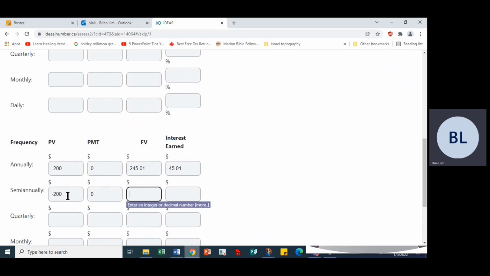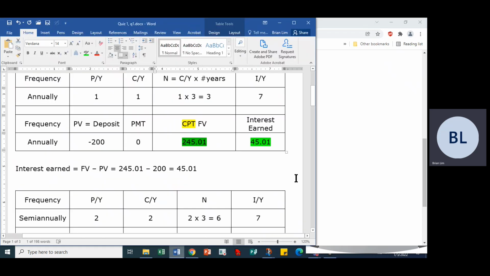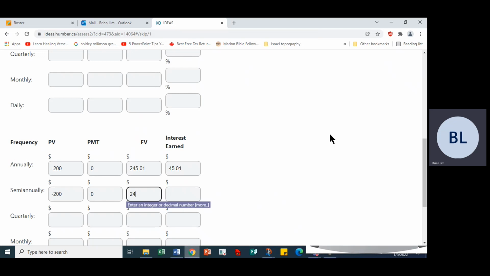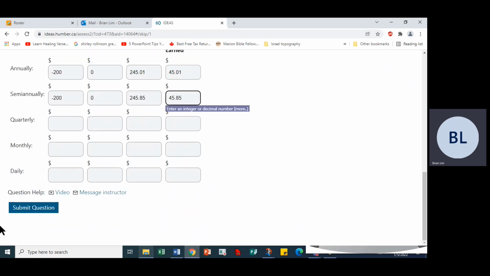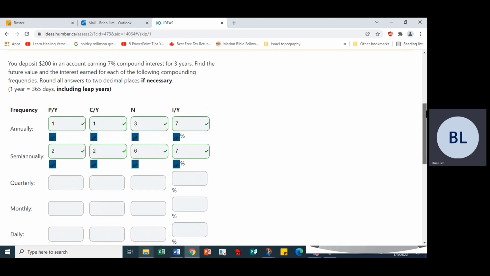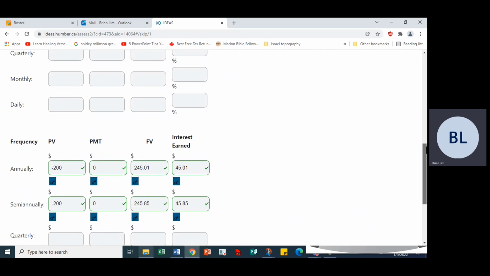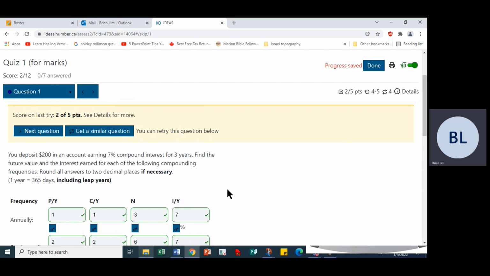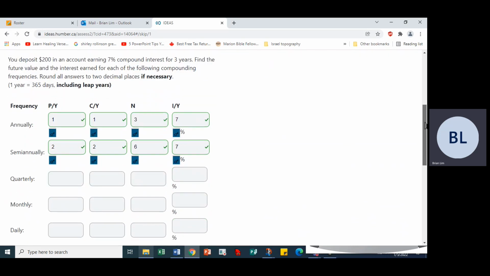Payment is 0, and this here came out to be 245, I think it was 245.85. That is correct. 245.85. So let's go back and put it in, 245.85, and over here would be 45.85. All right, now we can check our answers. We can submit that part. We haven't completed the question, but I just wanted to check, and it seems as though we did it all correct. All right, we will stop here, and on the next video, I will do the others.